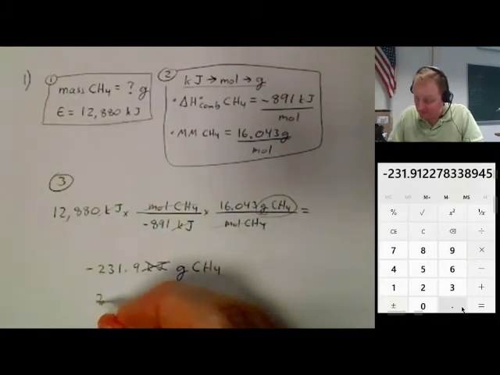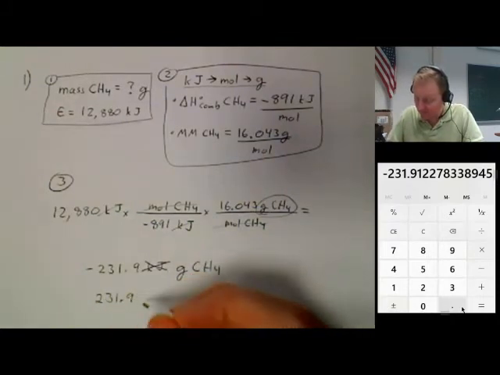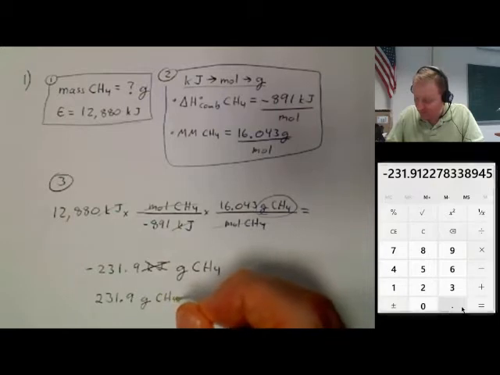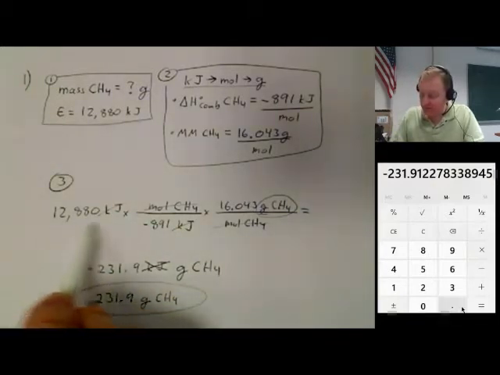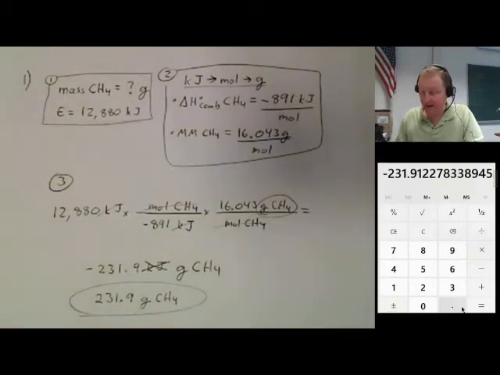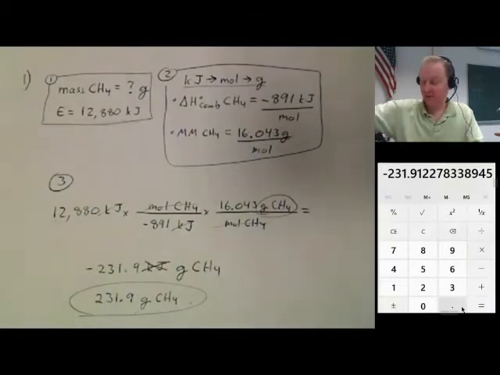So we would just say it's 231.9 grams of methane is needed to be burned to produce 12,880 kilojoules of energy. So this would be the appropriate answer that you would have to give, because the question didn't ask for the change. Let's take a look at number 2.